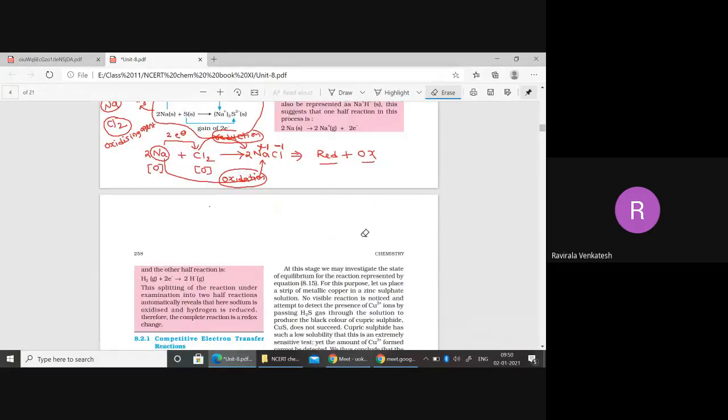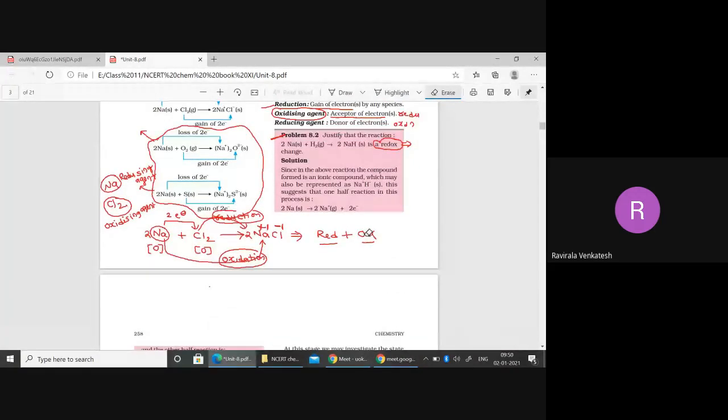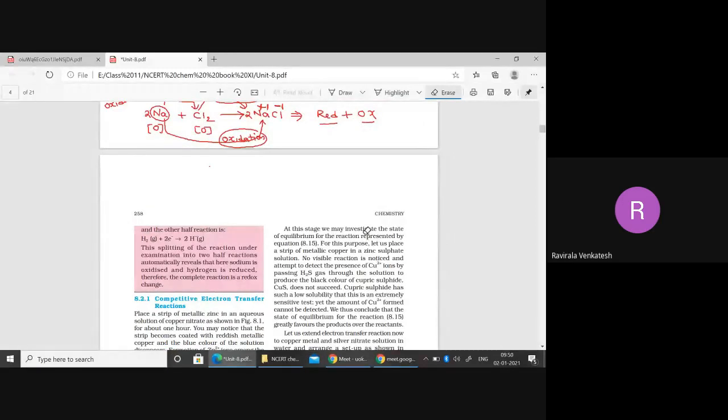Right. Now let me see here, what is the reaction? Sodium and hydrogen. Let me see, very simple. Sodium reacting with hydrogen, giving sodium hydride, NaH. 2 moles here, also 2 moles, balanced. Now we have to justify this is a redox reaction.